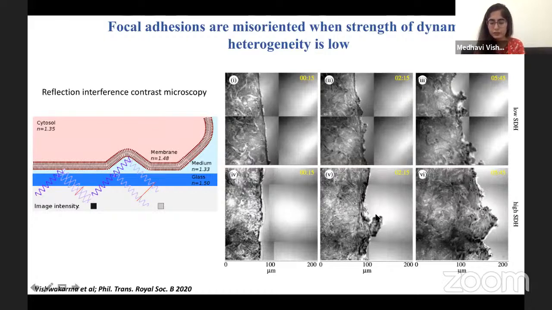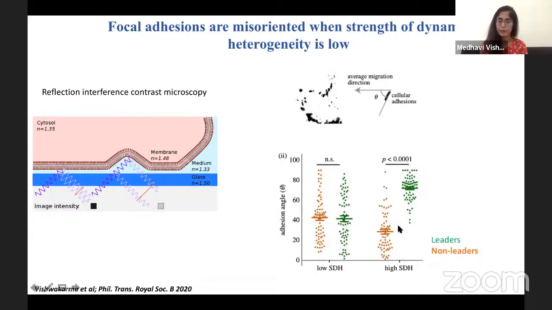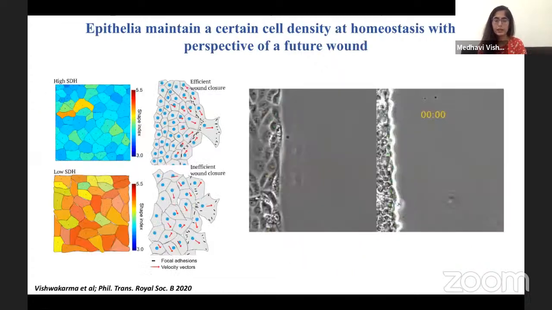We saw that for cells that are sparsely distributed, where density is low, the focal adhesions are randomly placed and you don't have the efficiency of wound healing. While when the density is higher and the cells are packed with more coordination, you see focal adhesions orienting towards the wound for the leader cell, and towards the leader cell for the non-leader cell. So there is leader-follower behavior happening. This is just the angle plot that we did. That's all I have to show.